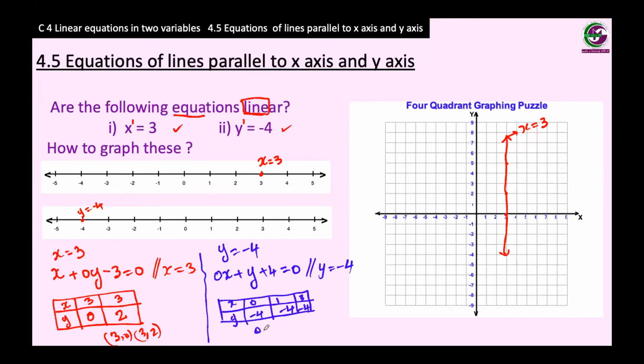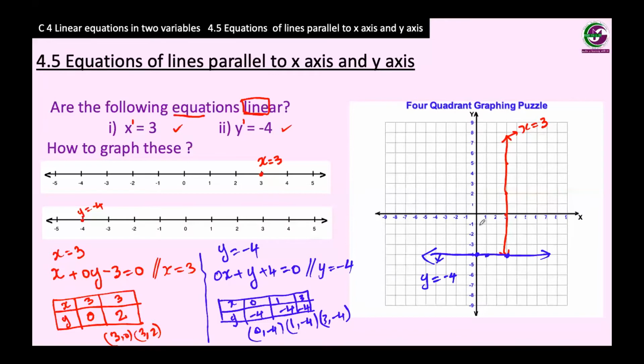So we have (0, -4) as a coordinate, (1, -4) as another coordinate, and (3, -4) as another coordinate. Let's represent them. (0, -4) is here, (1, -4) is here, (3, -4) is here. So we can see that it is a line passing through negative 4 of the y-axis. What can you notice about this line? It is parallel to the x-axis.